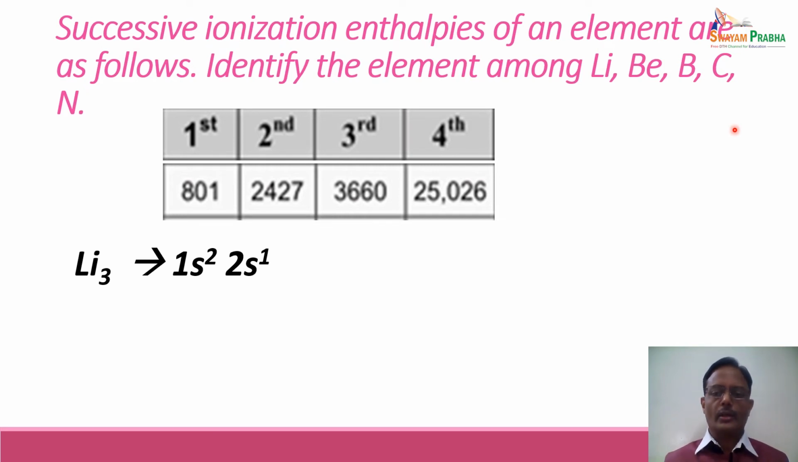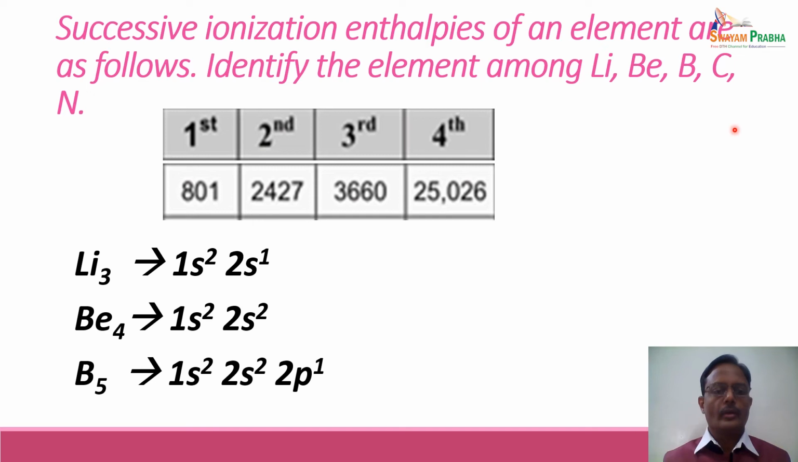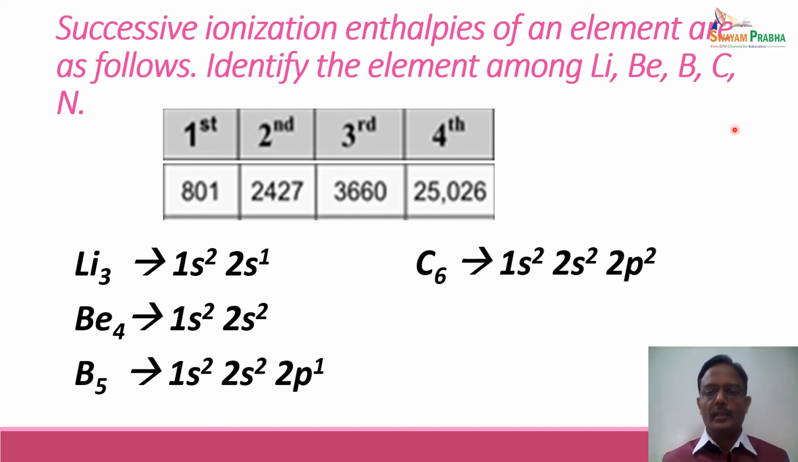Now lithium electronic configuration is 1s2 2s1. Beryllium has an electronic configuration of 1s2 2s2. Boron has 1s2 2s2 2p1. Carbon 1s2 2s2 2p2 and nitrogen 1s2 2s2 2p3.